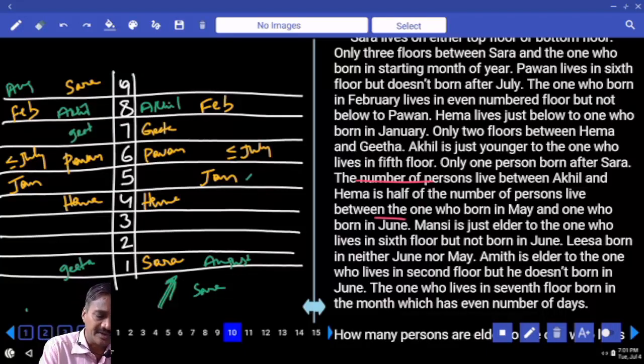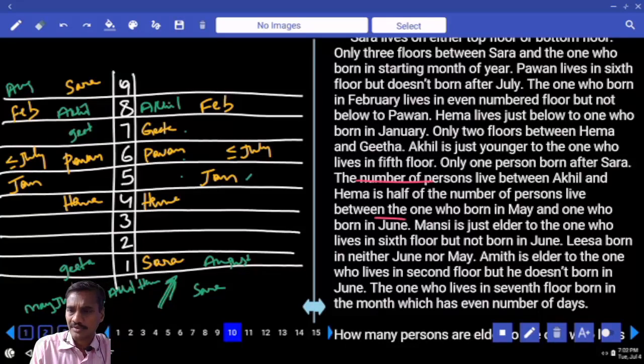Now between May and June, a number of persons live here. Half of the persons live in between Akhil and Hema. Akhil and Hema, how many people are there? Now, the number of persons who live between Akhil and Hema is half the number of persons between May and June. This between Akhil and Hema is 3.